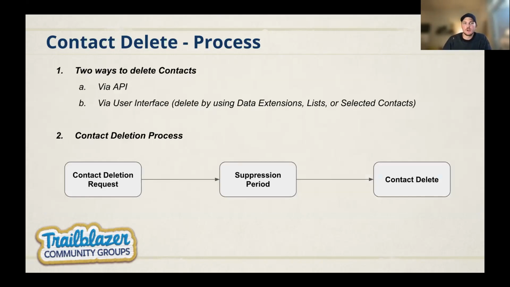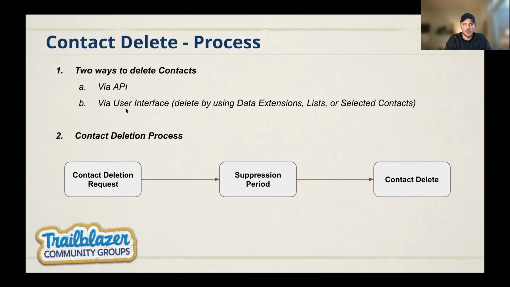There's a couple of different ways to do it. Personally, I've only ever done it through the user interface. You can do it via API as well. So if you need to make a call out to the REST API for deleting contacts, that is a viable mechanism. But the way that I've always done it in practice is usually by deleting by data extensions. You also have the ability to delete via lists or from selected contacts. So within Contact Builder, you could go in and you could say, I want to delete this data extension, process this as a delete. And that is your request.